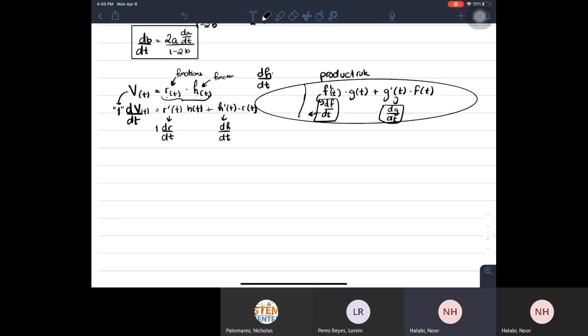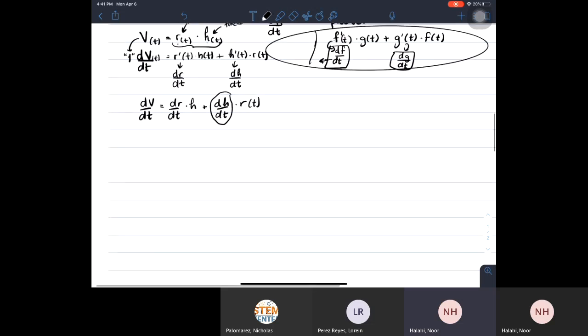Now we ended up with dv over dt. Let's write this down again. dv over dt is equal to dr over dt times h plus dh over dt times r. Do you want to tell me how to isolate dh over dt? Because that's what we're looking for, right?